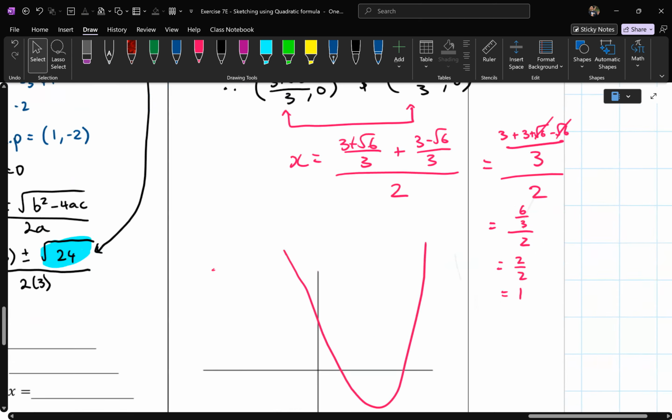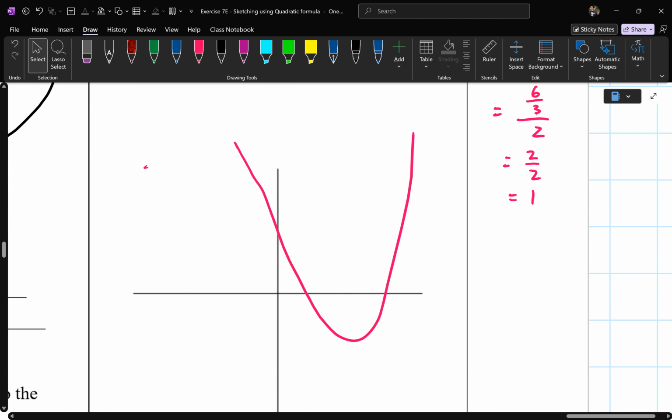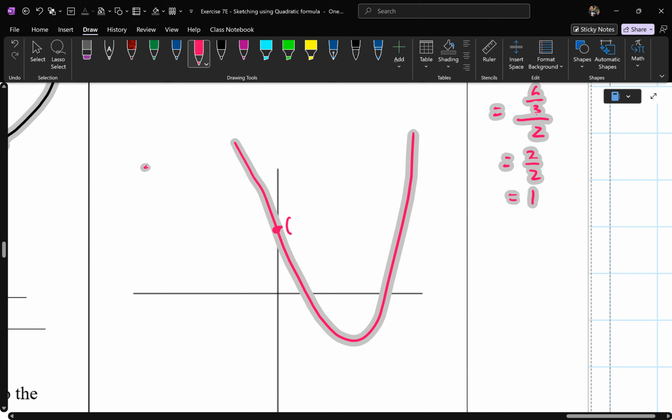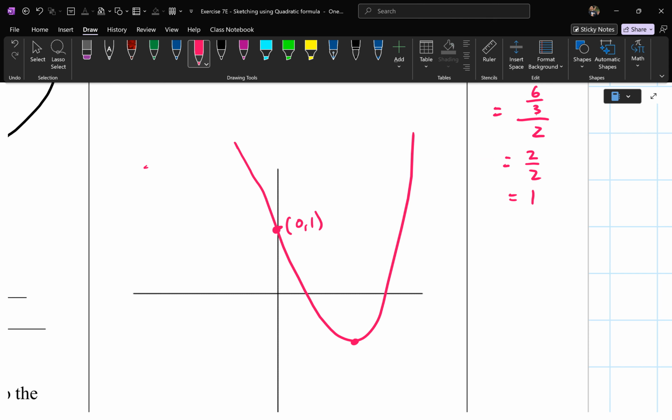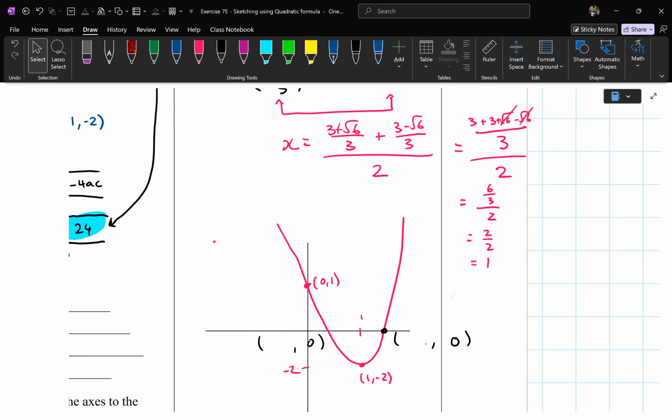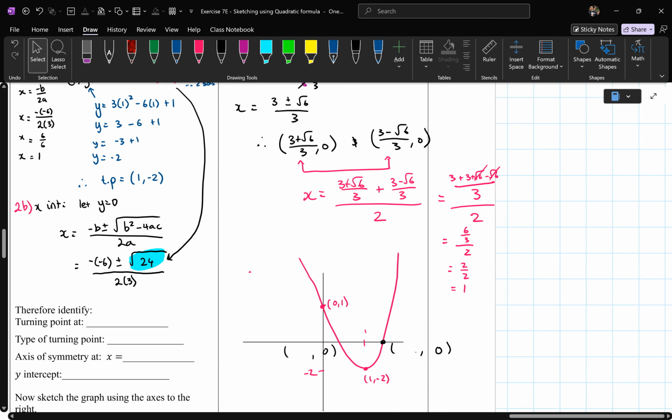Draw the graph first, then label. That way your graph is one nice continuous curve, and when you label, it's not wrong. So it's (0, 1), turning point was (1, -2), so (1, -2). Label your x-intercepts. We had, oh yeah, well you got to tell me which one goes where. Which one goes where? You got your 2 x-intercepts.